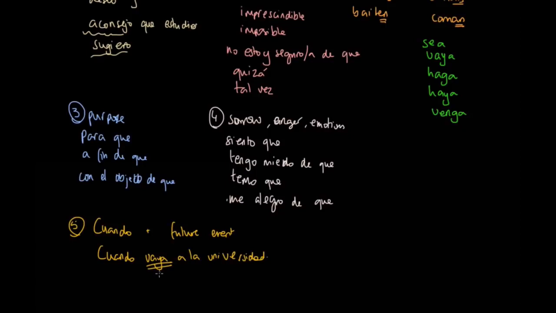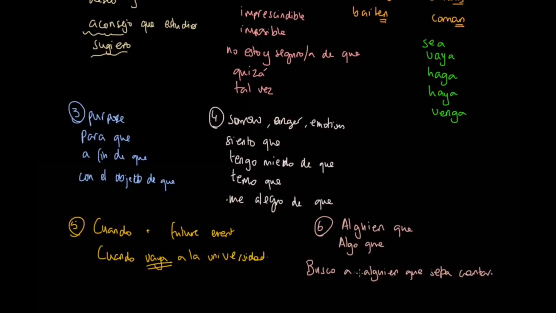Okay, and the last case we're going to look at is when it follows things like alguien que, somebody who, or algo que, something that. So for example, a sentence like busco a alguien que, I don't know, que sepa cantar. Busco a alguien que sepa cantar. Oh, by the way, I've just reminded myself of another irregular subjunctive.